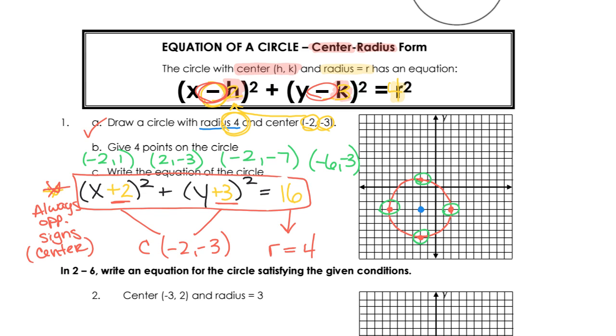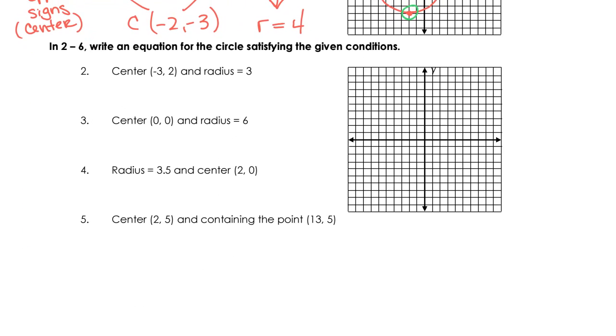All right. Let's go ahead and see what else they have. Number 2. In numbers 2 through 6, it says write an equation for the circle satisfying the given conditions. I'm going to get rid of these lines that I drew in there accidentally. Sorry, guys.